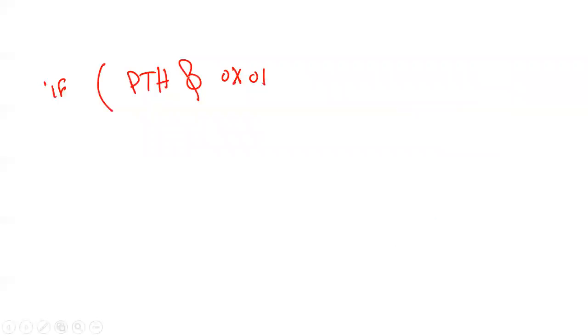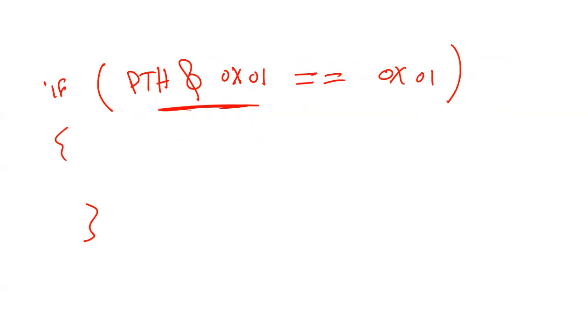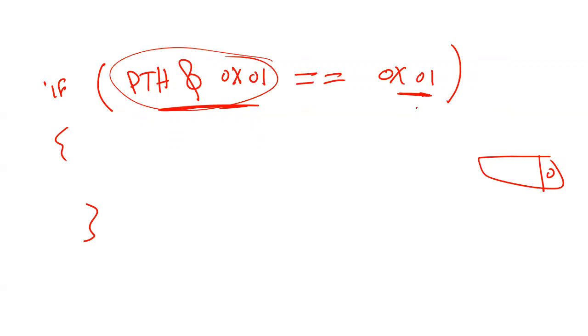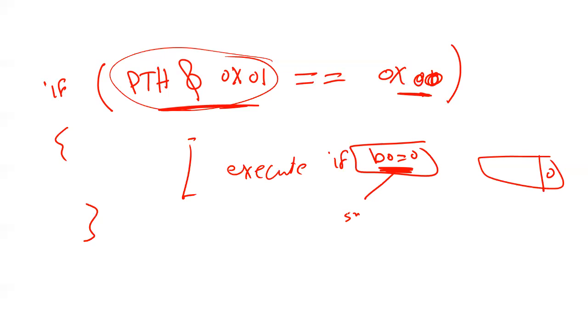If PTH and 0x01 equal to 0x01, right? That means if the first switch is 1, and 1 here means disconnected, or you can say 0 if you want. Here I'm gonna check the first bit. If the first bit is 1, it means it's disconnected, right? So if you can make it 0, then I'm gonna execute the body. So here, execute this one. If bit 0 is equal to 0, as I'm gonna explain later, that means the switch is connected.